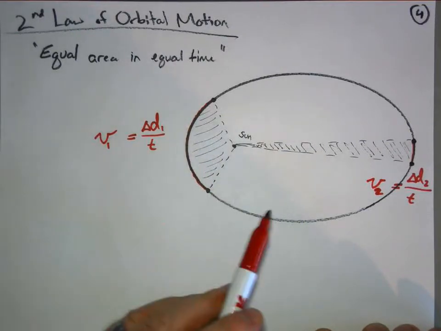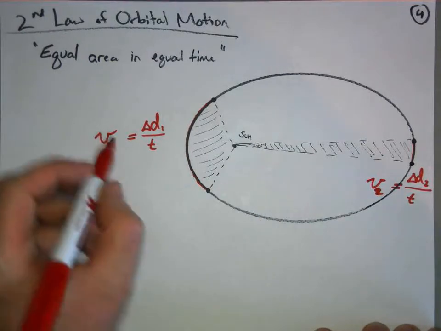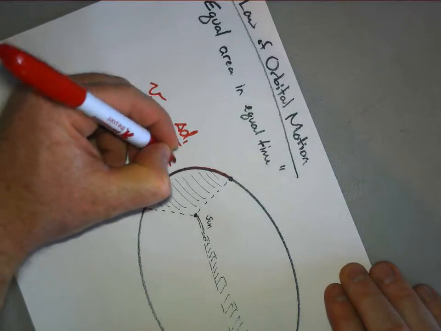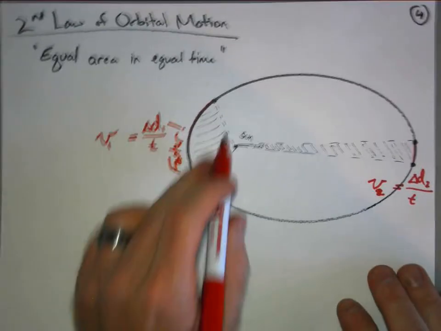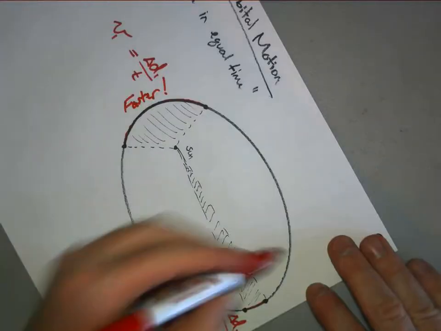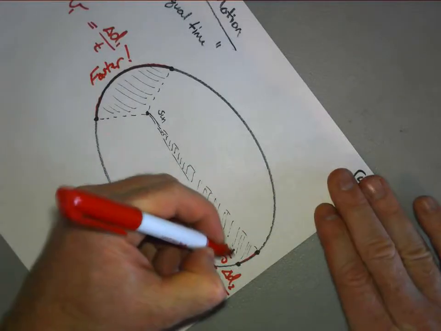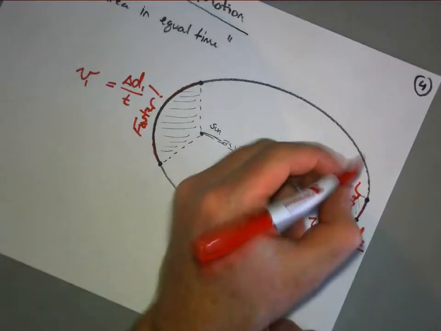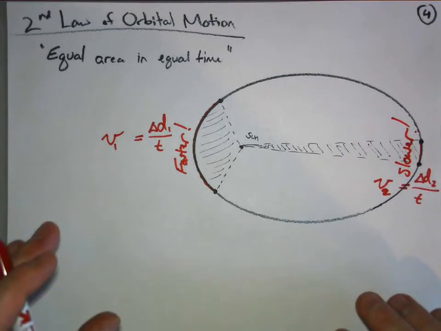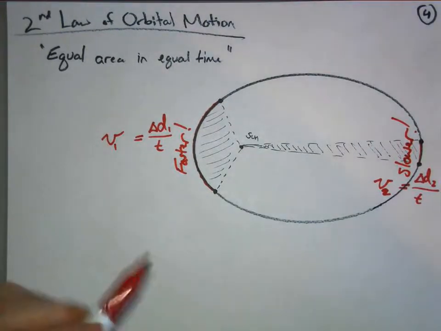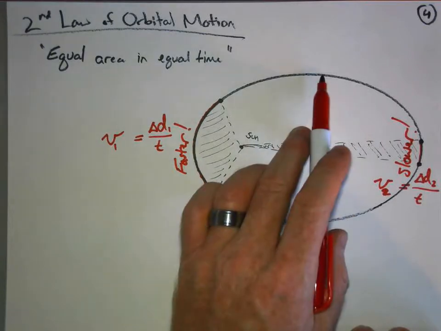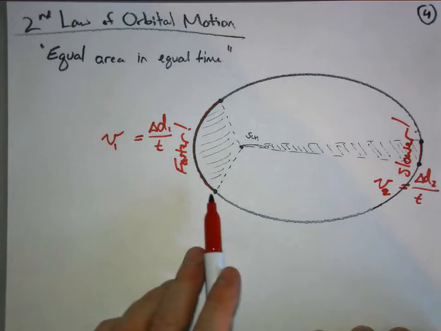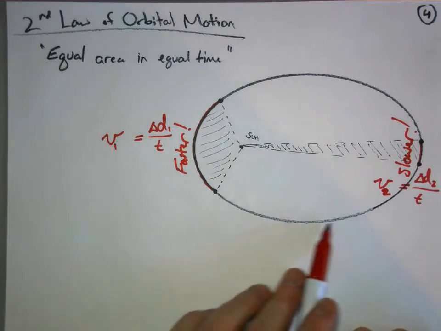But why is this important? Because it says that the planet is moving faster when it is closer to the sun and slower when it is further from the sun. That's the implication, and that's what makes this an important law. As the planet gets closer and closer to the sun in its orbit, it's speeding up. And as the planet gets further and further away from the sun in its orbit, it is slowing down.